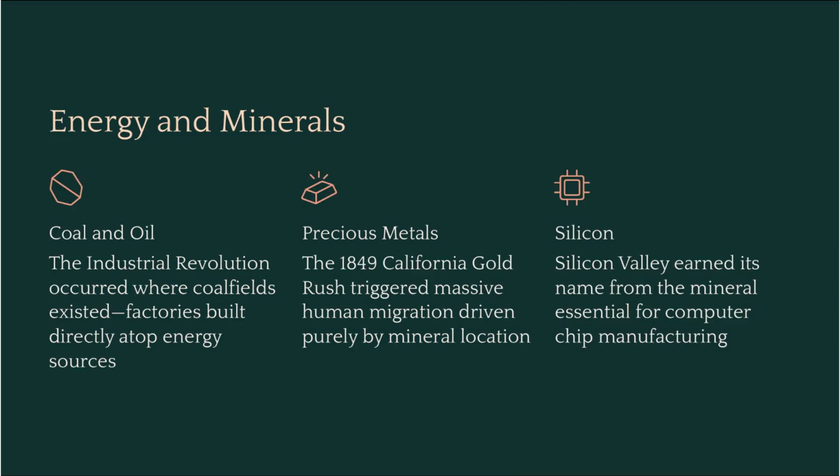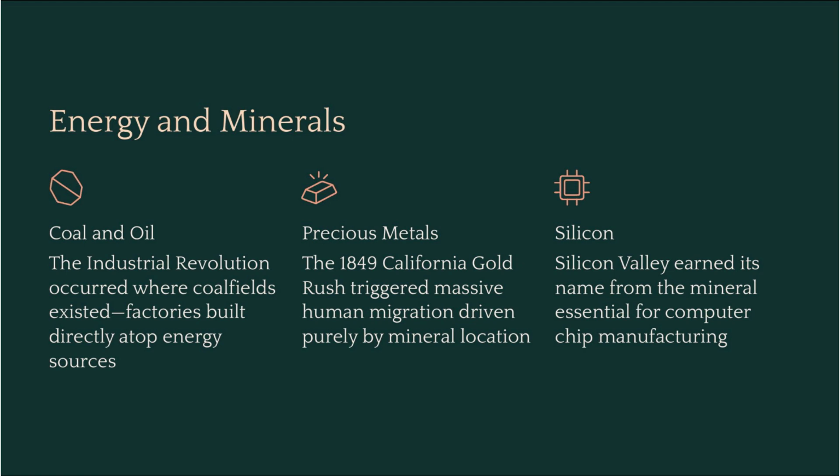Now let's jump forward in history. Think about the Industrial Revolution in the 1800s. Why did it start in places like England or Pennsylvania? Was it an accident? No, it was because those places were sitting on top of massive, easy-to-reach coal deposits. The factories were built at the resource.